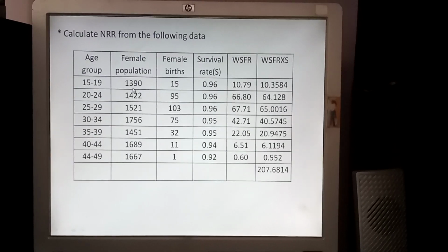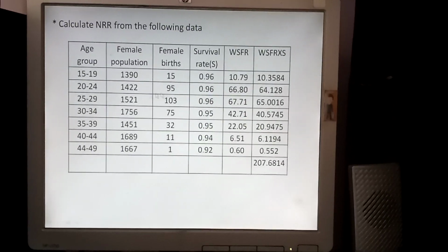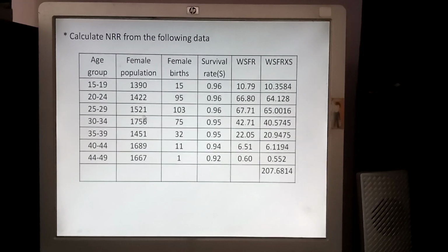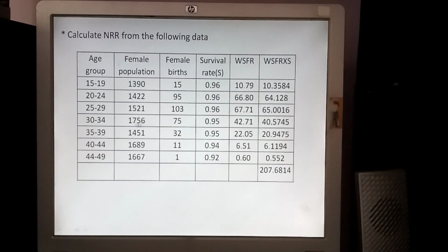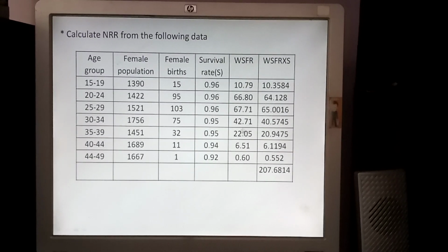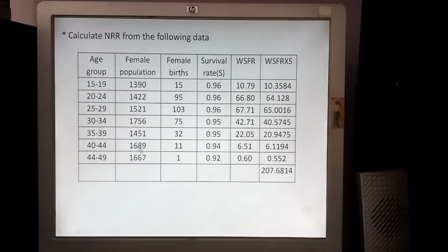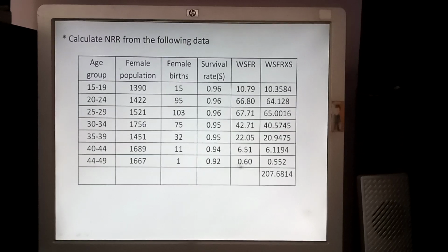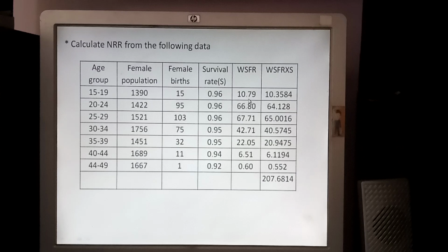So 15 upon 1390 into 1000, 10.79. 95 upon 1422 into 1000, 66.8. 103 upon 1521 into 1000, 67.71. 75 upon 1756 into 1000, 42.71. 32 upon 1451 into 1000, 22.05. 11 upon 1689 into 1000, 6.51. 1 upon 1667 into 1000, 0.6. Here I have considered 2 digits after the decimal point.